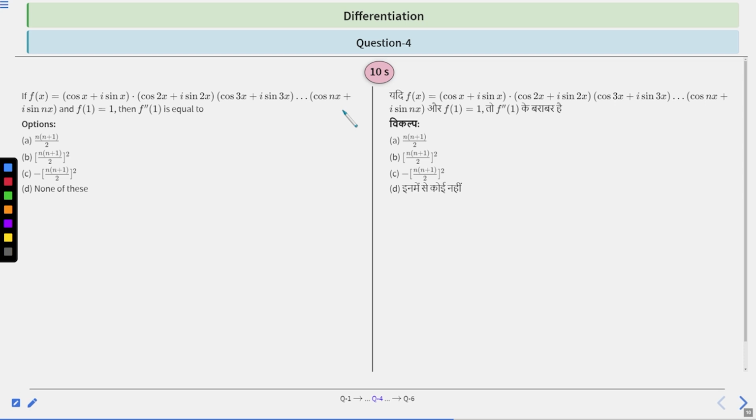The hint of this question is C. f(x) is in polar form, which is cos x plus iota sin x. So f(x) can be written in the Euler form, which is e to the power iota x into e to the power iota 2x into e to the power iota 3x, right? And it can be written as e to the power iota (x plus 2x plus 3x till nx), right? Which will be in AP. And we can find f(x), then we can find f dash x, then f double dash x, then put the value 1 and we will get the answer. Okay. So you have 10 seconds to solve this question. After 10 seconds, we will discuss the solution.